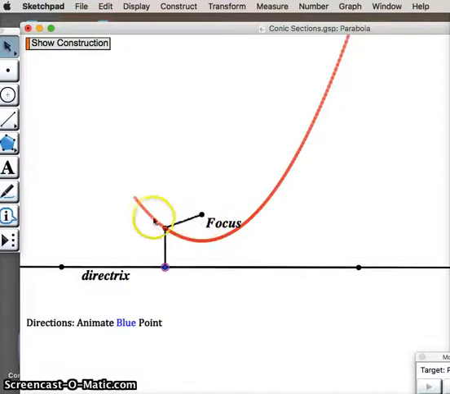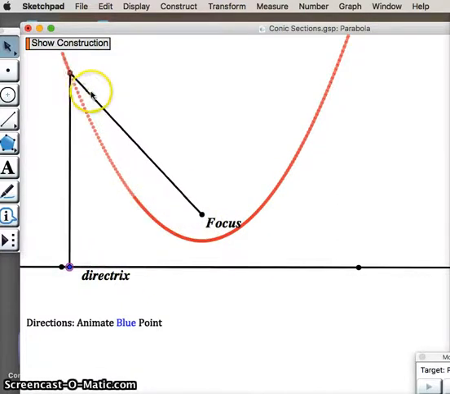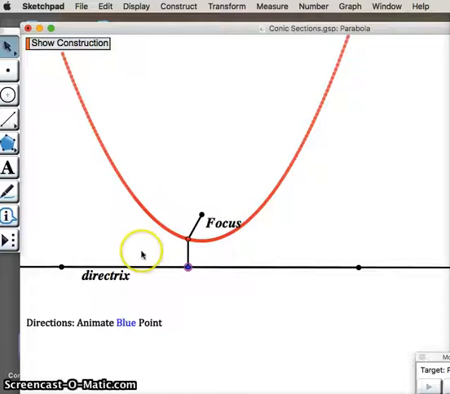So you can see kind of that the two lines here, as it's being traced, those two segments are staying equal in length.